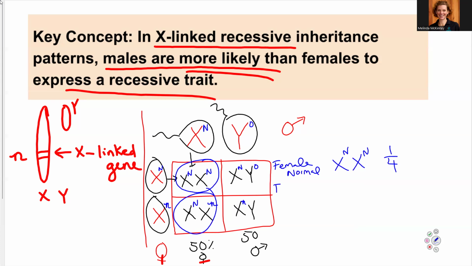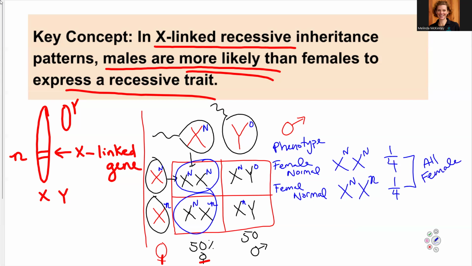So we've got another female. And again, the phenotype, the physical expression, is the same. So normal vision. So even though the genotype is heterozygous, right, they're still expressing the dominant phenotype. So 1/4 here. So that means basically all of the females have normal vision.